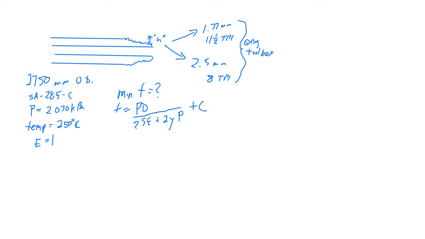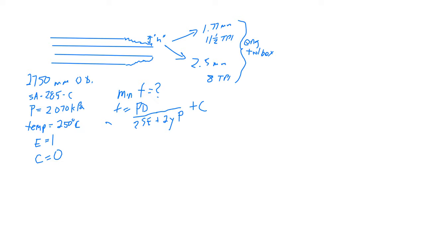plus C. Now the question doesn't say anything about a corrosion allowance. It doesn't talk about threading. It's not a threaded shell. So whenever we got a drum or a shell or a header, C is almost always 0, unless the question says add an extra 2 millimeters of additional thickness.